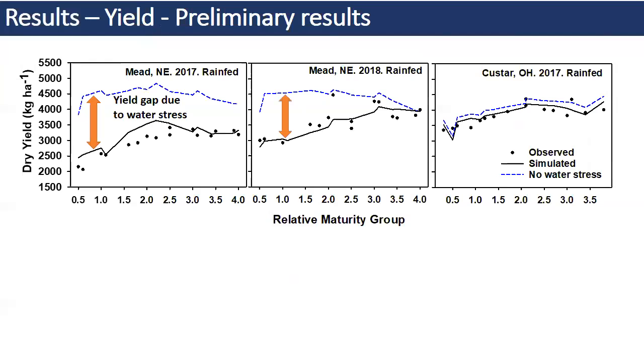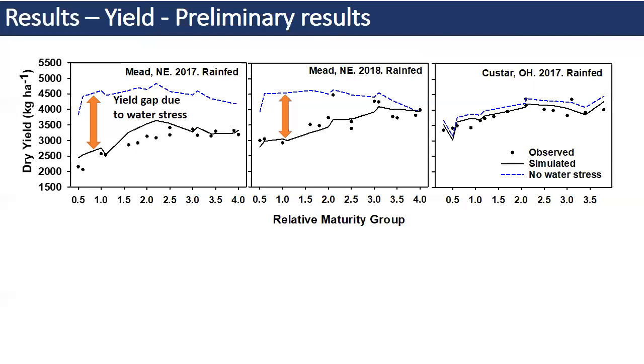So from this graph, we can see that for water stress environments or under rainfall conditions, early maturity groups yielded less than longer maturity groups. However, when there is no water limitation for these two environments, shorter season soybeans reach similar yields to long season soybeans. It is not the case of this site.